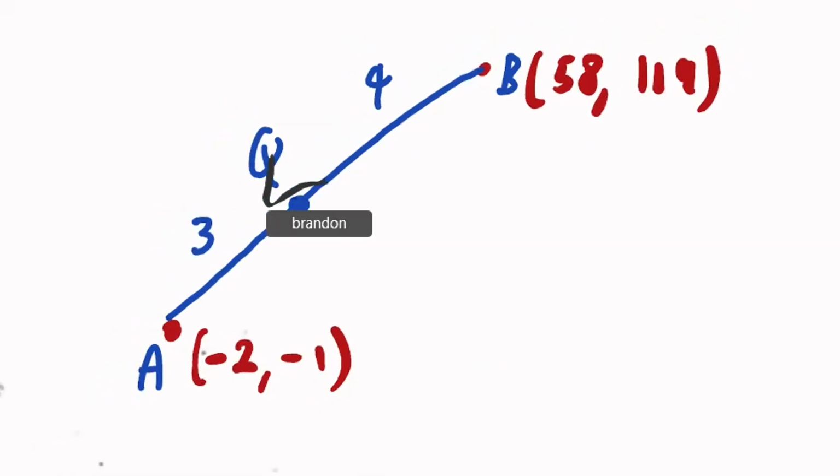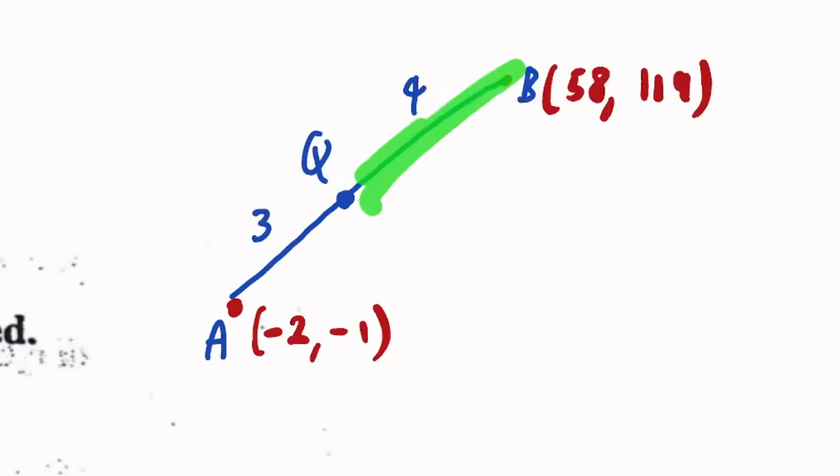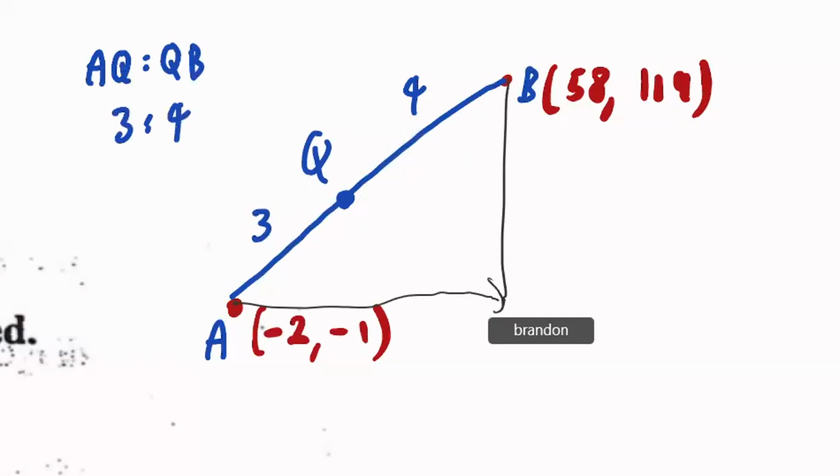Well, from here to here is 4 units. From B to Q is 4 units, and A to Q is 3 units. In other words, the AQ to QB ratio is 3:4.